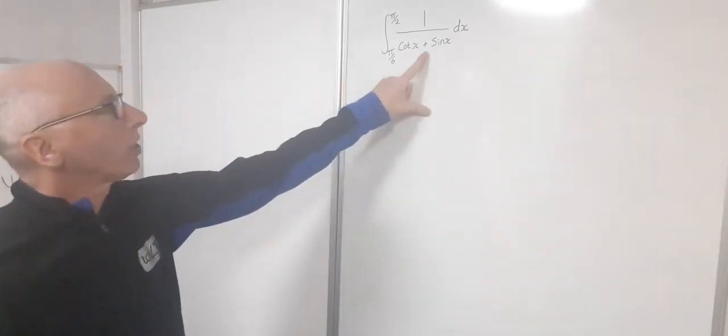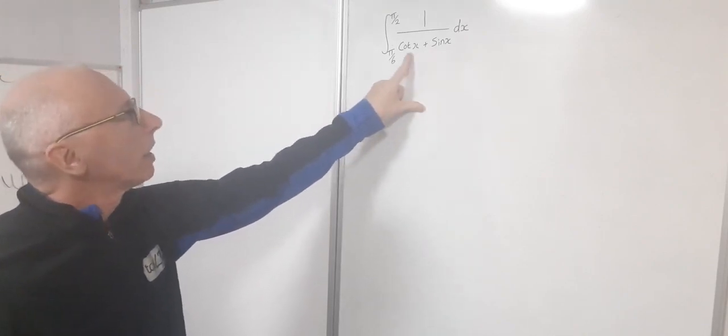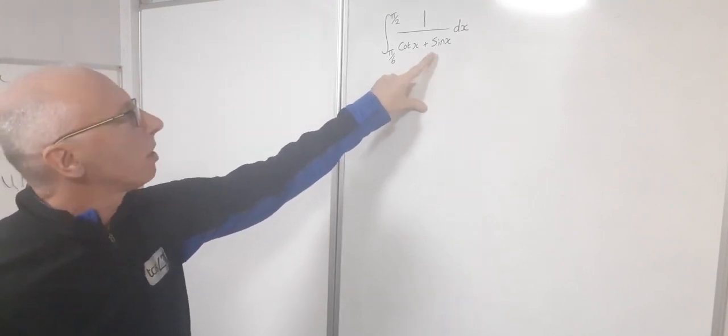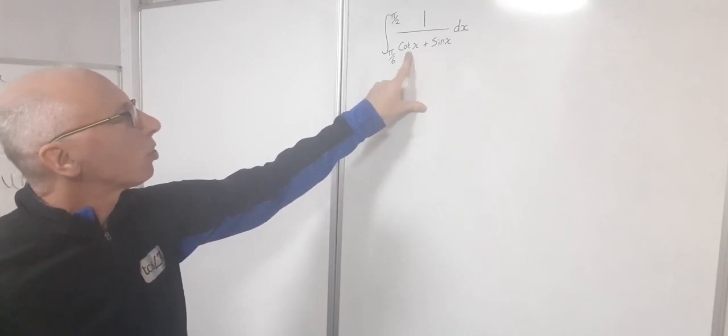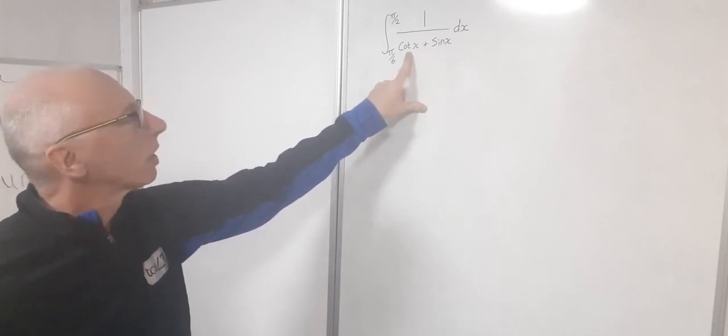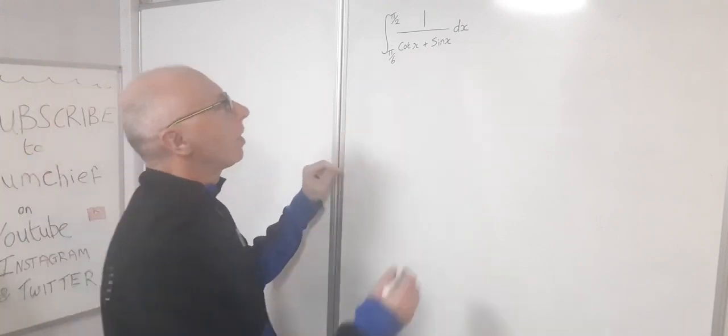So 1 over cotangent x plus sine of x. Now let's see if we can do something with this. There's no point trying to integrate that or use substitution straight off. I don't think there's anything that's going to work. So let's do some trig and algebra on that.